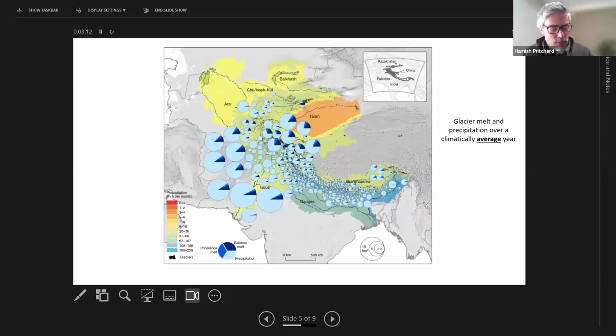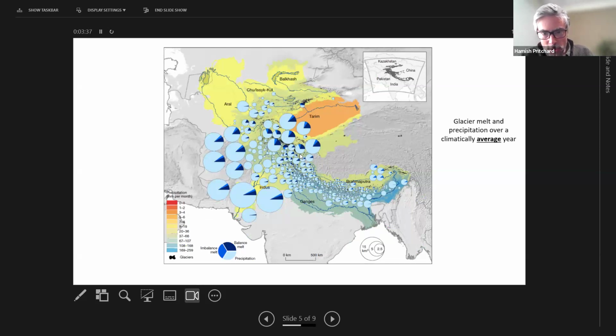So there's what I described. All those catchments are shown as pie charts. Each pie chart shows the amount in pale blue, the precipitation that's going in as an input into that catchment in a climatologically average year. And then the very dark blue is the meltwater coming off from the glaciers that's in balance. And then the mid blue is the extra meltwater that's coming off because the glaciers are shrinking.